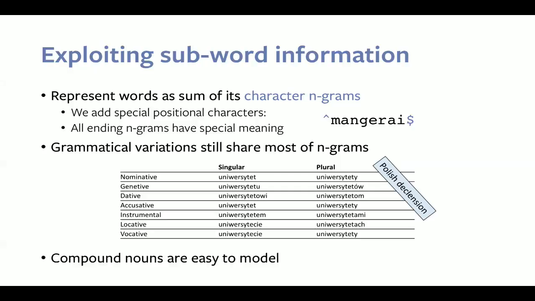The second thing is that compound nouns are now easy to model. So if you have Tisch, which is table in German, tennis is tennis, Tischtennis is table tennis. And you want to represent it as the sum of the n-grams that constitute the words.